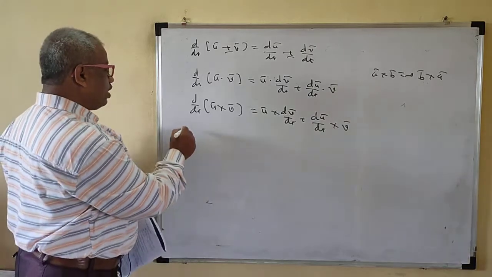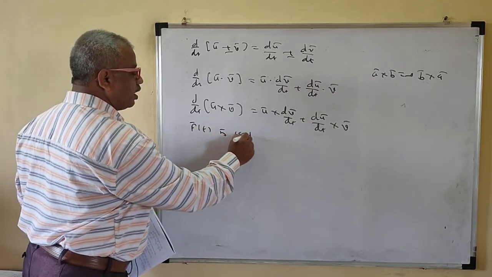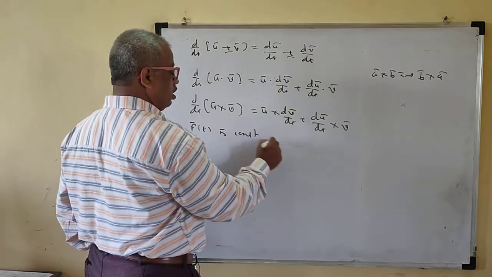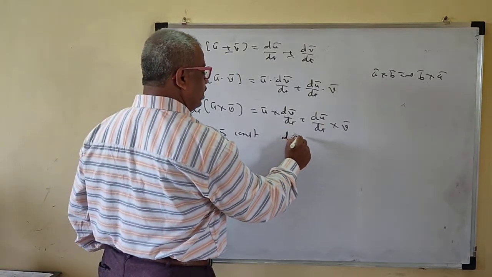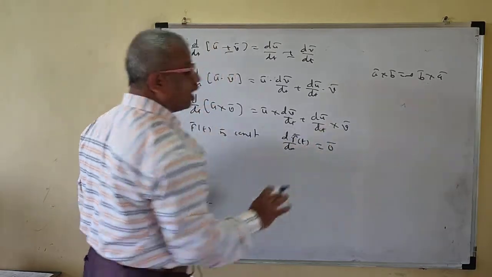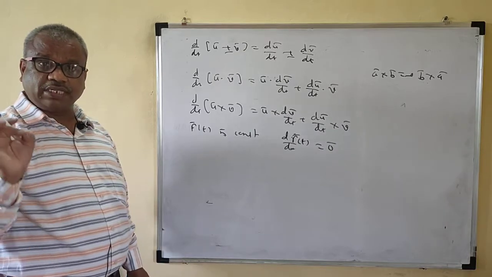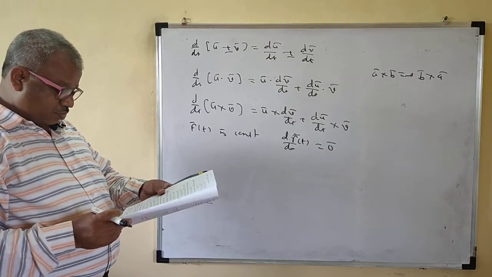One thing you should know: if f bar of t is a constant vector, then df bar by dt is equal to 0 bar. Note that it is the 0 vector, not 0. The derivative of a constant vector is the 0 vector.